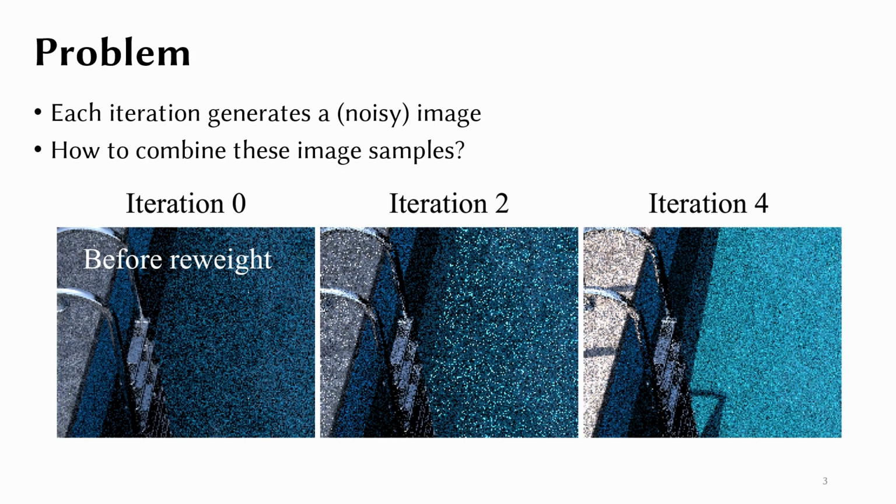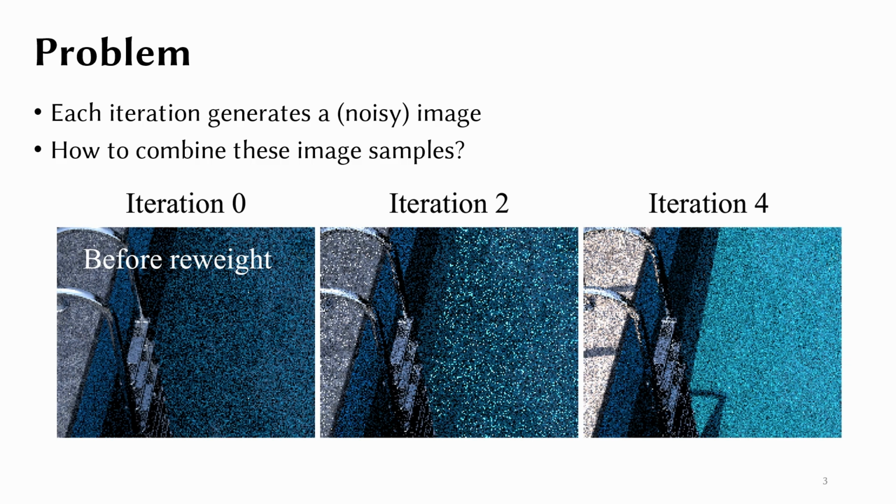Well, let's state the problem more clearly. Each guiding iteration generates a noisy image. How do we combine these image samples? Generally, since we focus on this problem, we don't want the samples from early iterations to be completely wasted when we generate the final image.